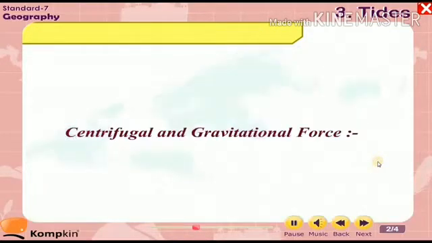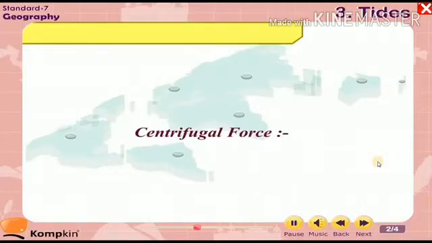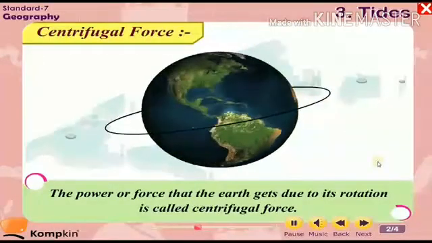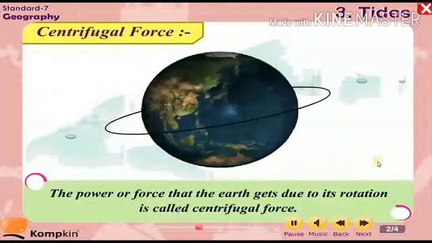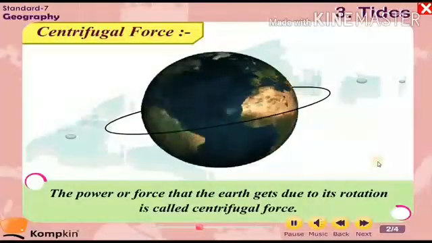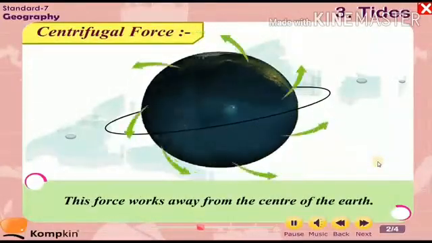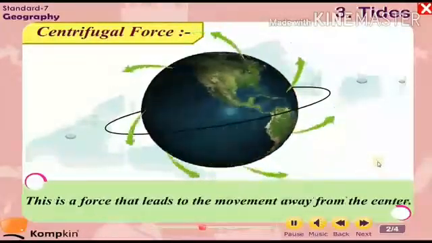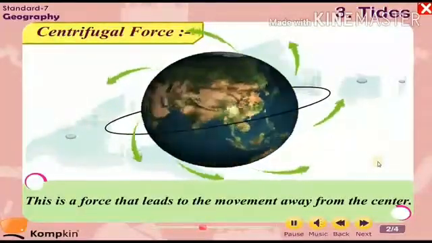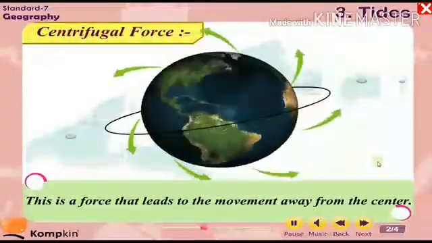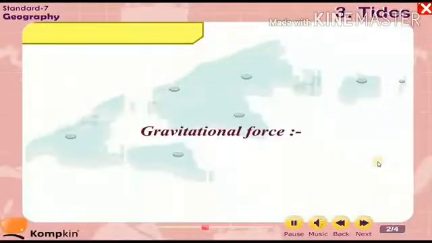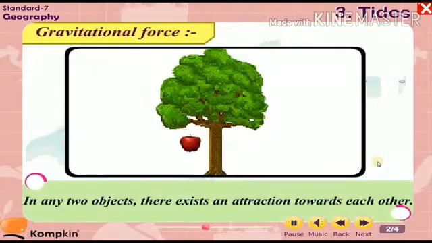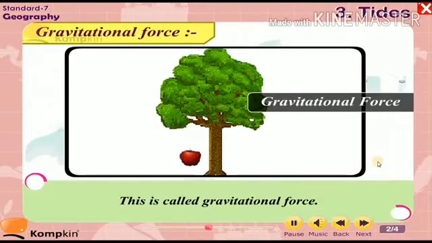Centrifugal and gravitational force. Centrifugal force, the power or force that the earth gets due to its rotation, is called centrifugal force. This force works away from the center of the earth. This is a force that leads to the movement away from the center. Gravitational force. In any two objects, there exists an attraction towards each other. This is called gravitational force.